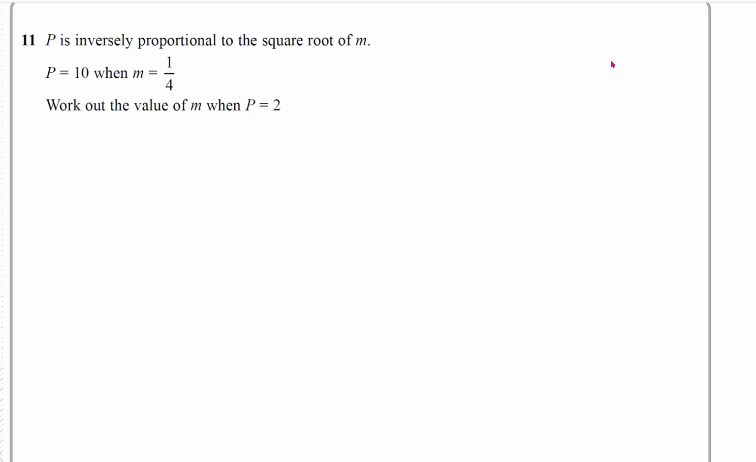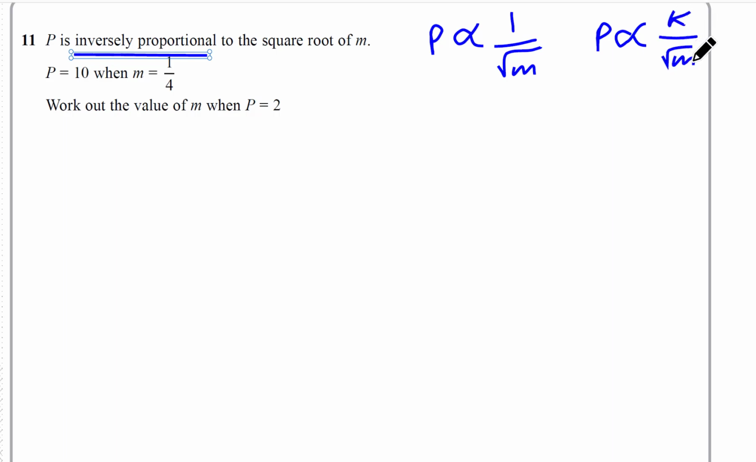Inverse proportion. If we remember what inverse proportion is, if you remember the formula, these questions become banker marks. So it's P, and that's a symbol for proportion, is inverse, so it's always going to be 1 over something. It says the square root of m. Now we want to find a constant of proportion, so we can also write this as k over the square root of m. So they've given us some values, and from here we just substitute and we use this.